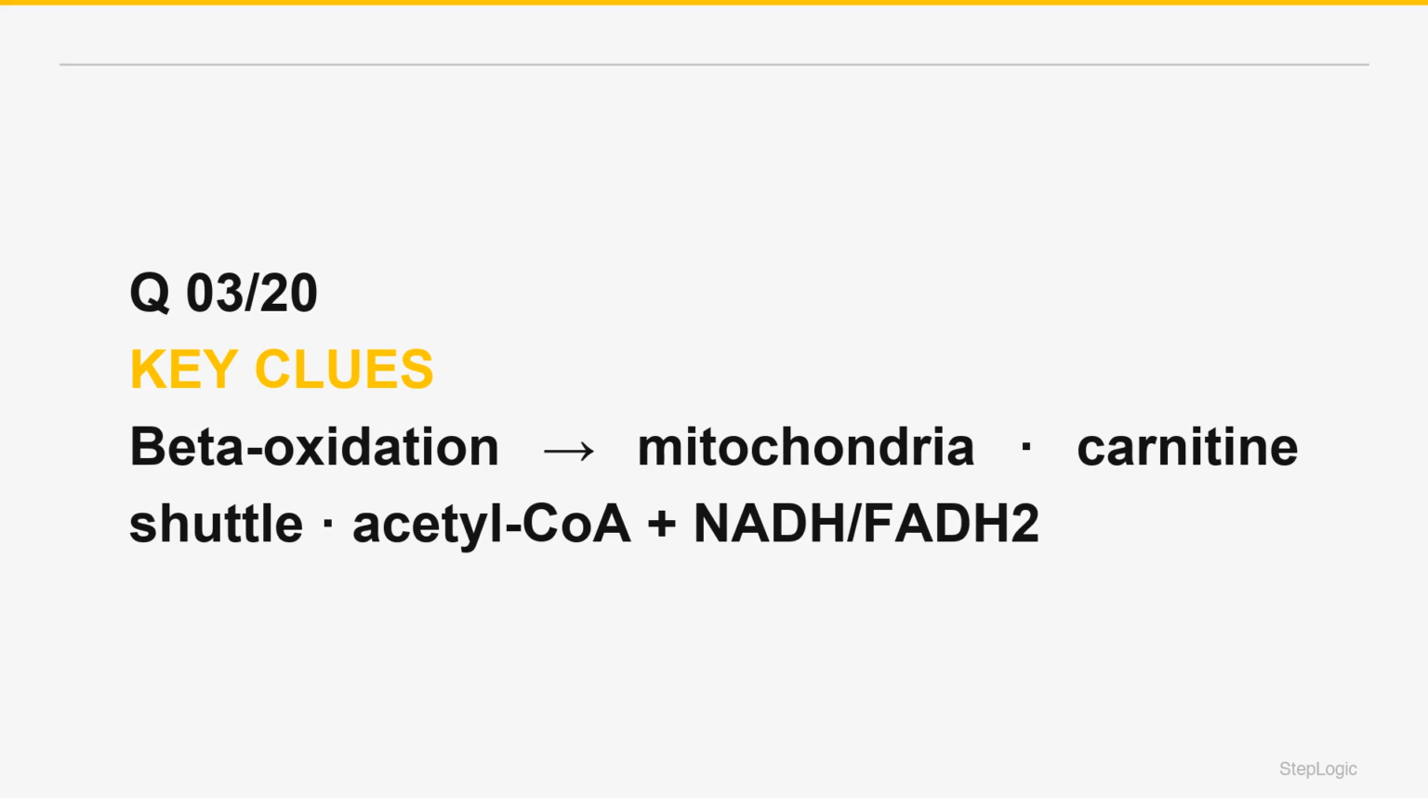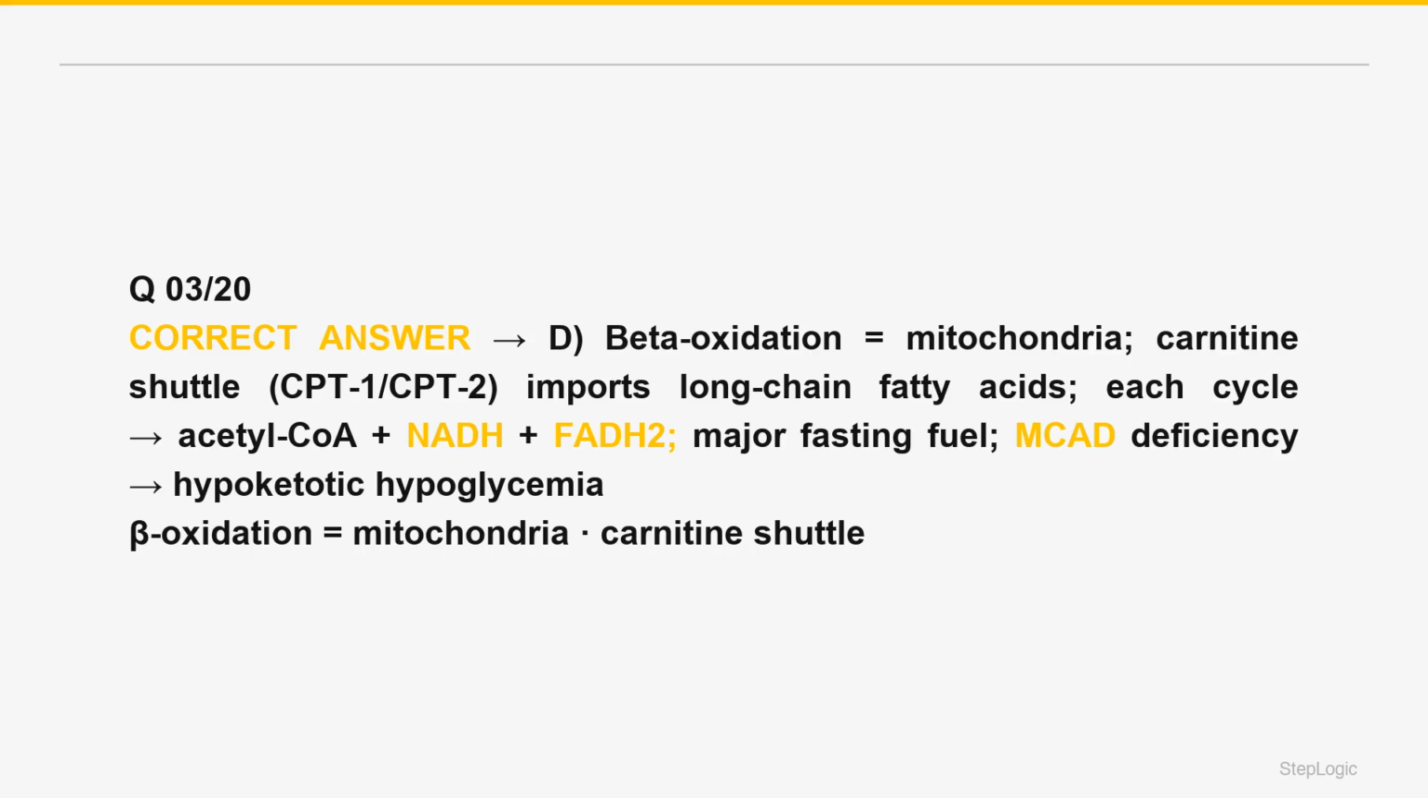Fatty acid beta oxidation occurs in the mitochondrial matrix and is the major energy source during fasting and prolonged exercise. First, fatty acids are activated in the cytoplasm to fatty acyl-CoA. Long-chain acyl-CoA cannot cross the inner mitochondrial membrane directly. It must be ferried in by the carnitine shuttle: carnitine palmitoyltransferase 1, CPT1, on the outer membrane, the rate-limiting or regulated step, inhibited by malonyl-CoA, then CPT2 on the inner side. The correct answer is D.